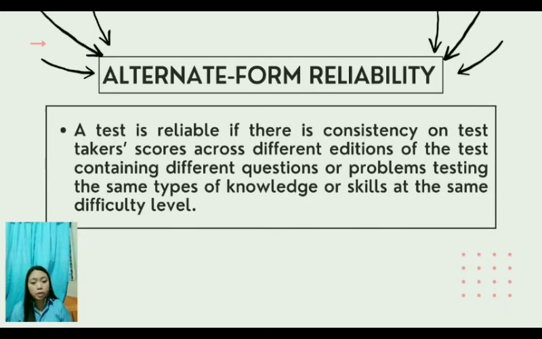Now, let us proceed to the last topic that I will be discussing in my part of the discussion. So we will be discussing last the alternate form reliability. A test is reliable if there is consistency in test takers' performance across different editions of the test, containing different questions or problems, testing the same types of knowledge or skills at the same difficulty level.